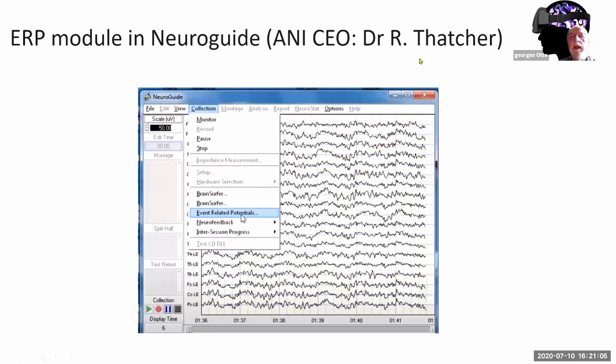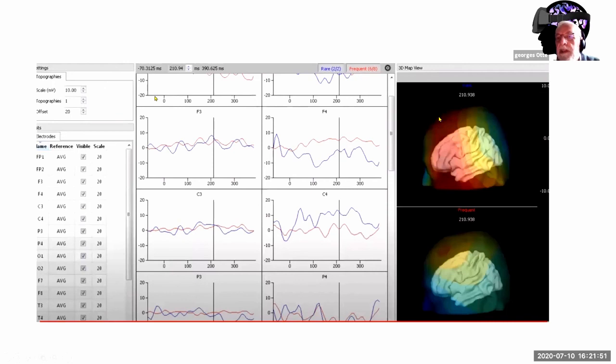Other people have also developed programs for event-related potentials. This is the program that was developed in the NeuroGuide system from Dr. Robert Thatcher. It was programmed by a friend of mine, Ernesto Palmero Soler. Ernesto Palmero used to work for ENT, and he programmed a lot of event-related potential software for ENT, and now he did it for the NeuroGuide system. It's nice because if you do it in 19 channels, you can use it to measure the components.